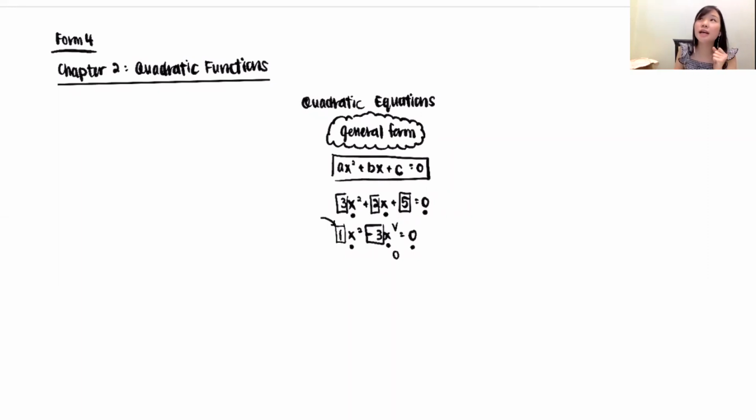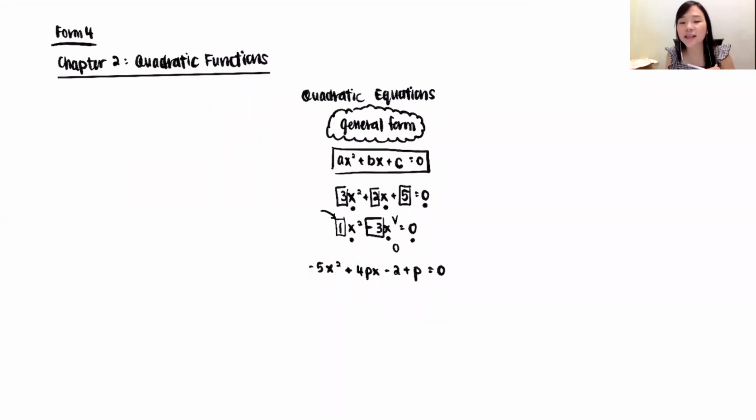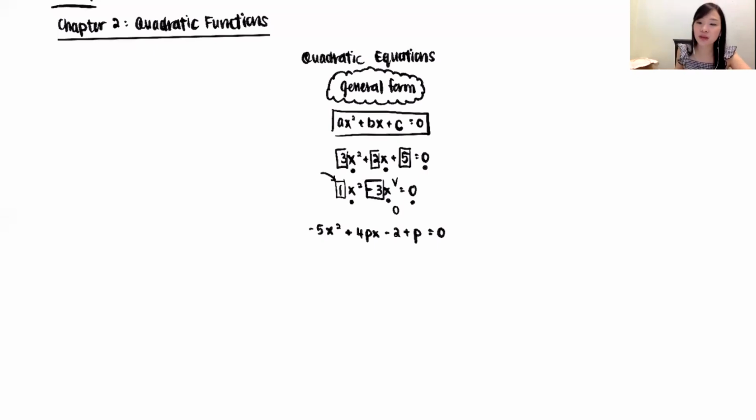So let me give you another example. How about -5x squared plus 4px minus 2 plus p equals 0. Guys, is this still a general form? Very good, still a general form. There's the equals 0, there's x, there's x squared. I know they are longer, but the main thing is still there.